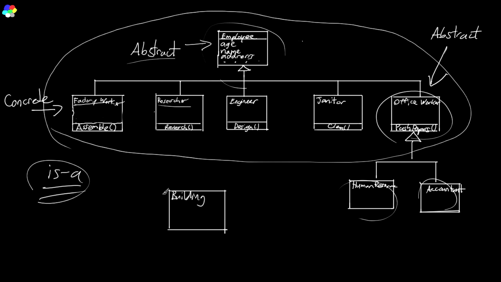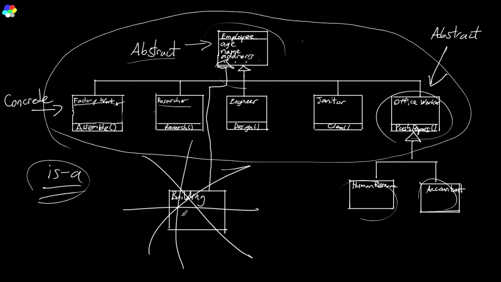It all fits logically into this hierarchy. Now, one thing that doesn't fit is, well, for example, let's say we're going to make a class for a building. And, well, building has an age and a name and an address. So let's inherit building from employee. That would be great. We can reuse a whole bunch of code. No, never do this. This is wrong. A building is not a type of employee. They're completely different. Doesn't fit into this hierarchy.